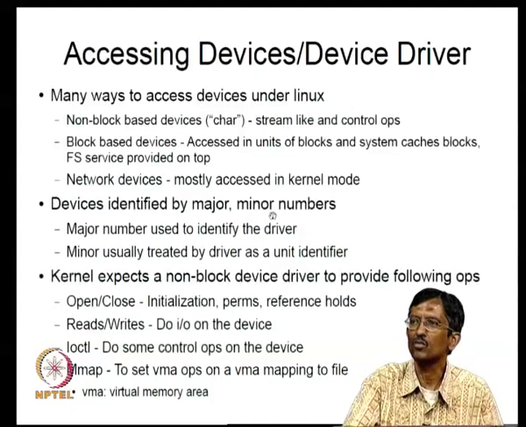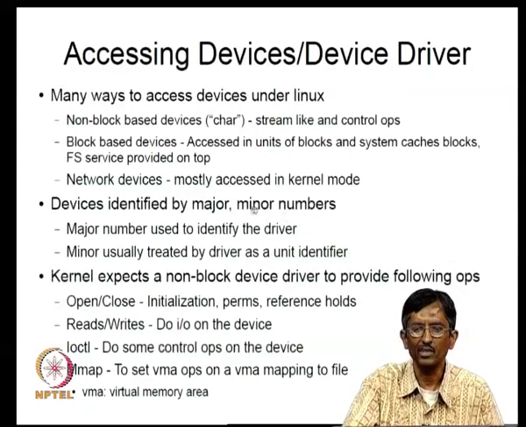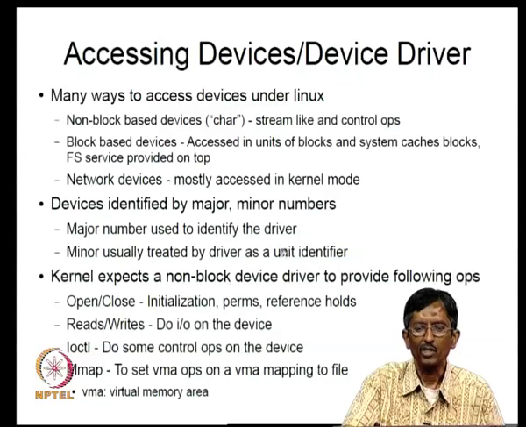So the minor number tells you how many things there are. You can have a big system with 1000 disks, and it is possible to identify each disk by its minor number. So it is a unit identifier.